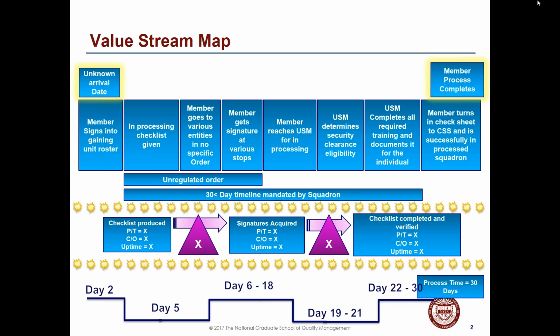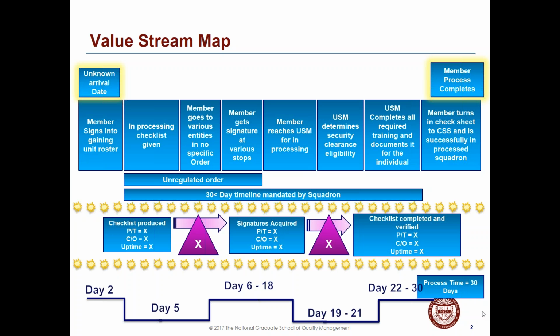Within this, we have the unregulated order, which is from giving the member the in-processing checklist, going through all these various entities, which is depending on what they come in as, what they have going on as far as family or mission or unit, and then to the time that the member actually stops into the security manager office and says, hey, I'm ready to be in processed. So that's where we have the unregulated order. And then our 30-day timeline mandated by policy, which is by the squadron, saying this is what you need to be doing. It needs to be happening within 30 days or less.